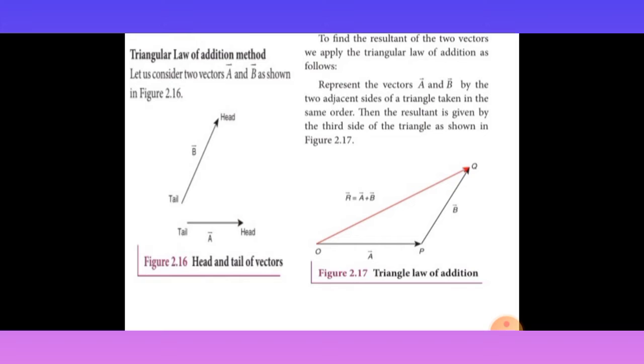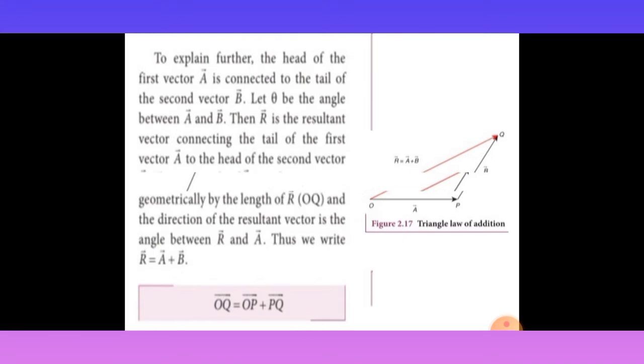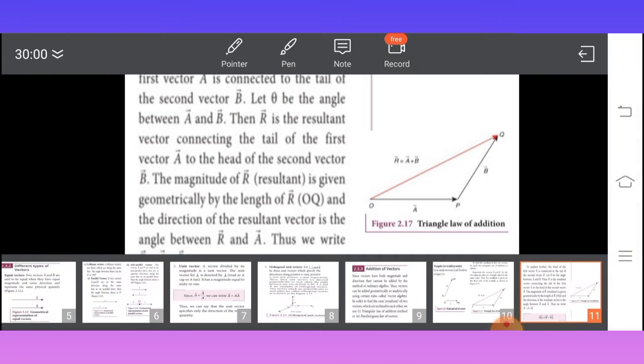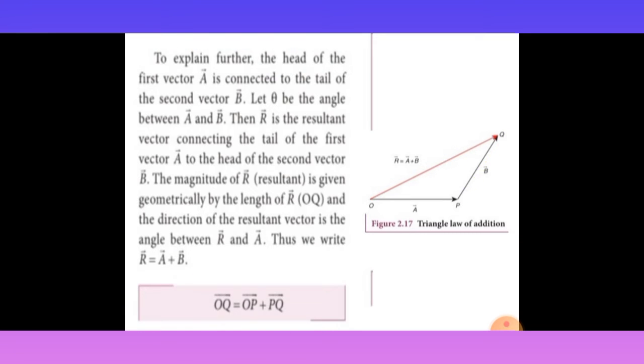Okay students, the two vectors are formed as two adjacent sides of the triangle, so the resultant of the two vectors is given by the third side of the triangle. To explain further, the head of the first vector, the a vector, is connected to the tail of the b vector. Let theta be the angle between a and b. We are taking theta as the angle between the a vector and the b vector.